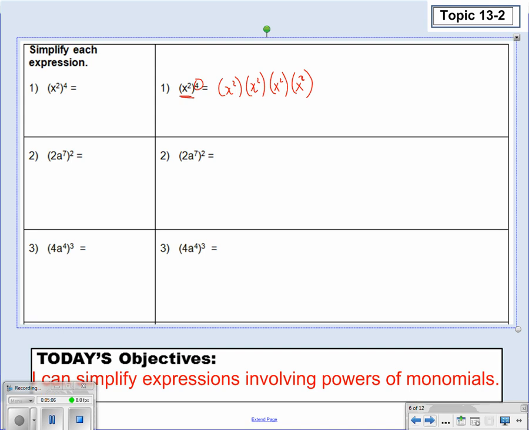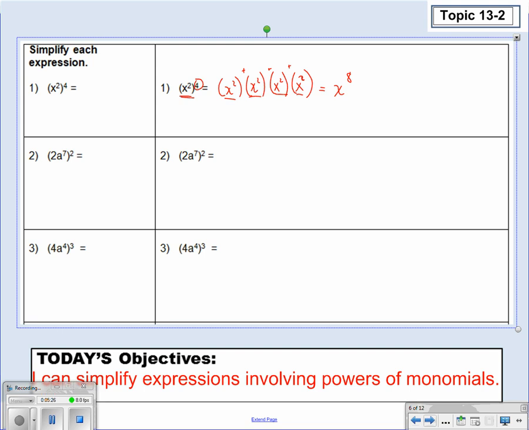So x squared, we're stamped out 4 times. And now let's use what we know about multiplying monomials. They all have the same base of x. That means we can add our exponents. 2 plus 2 is 4, plus another 2 is 6, plus another 2 is 8. So this is x raised to the 8th power.